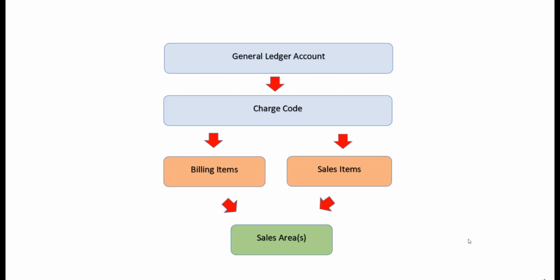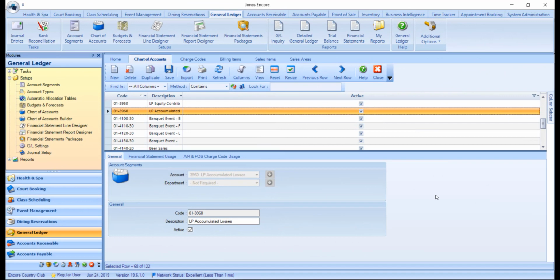Let's start at the top of the flow chart by taking a look at general ledger accounts. The first thing you want to think about before creating your GL accounts is the numbering system you want to use. This will help with consistency and make things easier to follow in the system, and you can use the same numbering system for all your GL accounts.